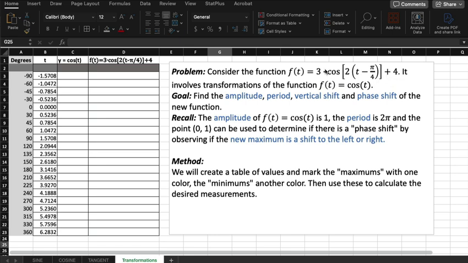So there's a lot of changes being made to the cosine function with all of these constants that you see here. And it can get very confusing if you just want to try to memorize formulas that will help you figure out what the amplitude, period, vertical shift, and phase shift are just by memorizing those formulas. You can, but I wanted to show you how to use Excel for that.